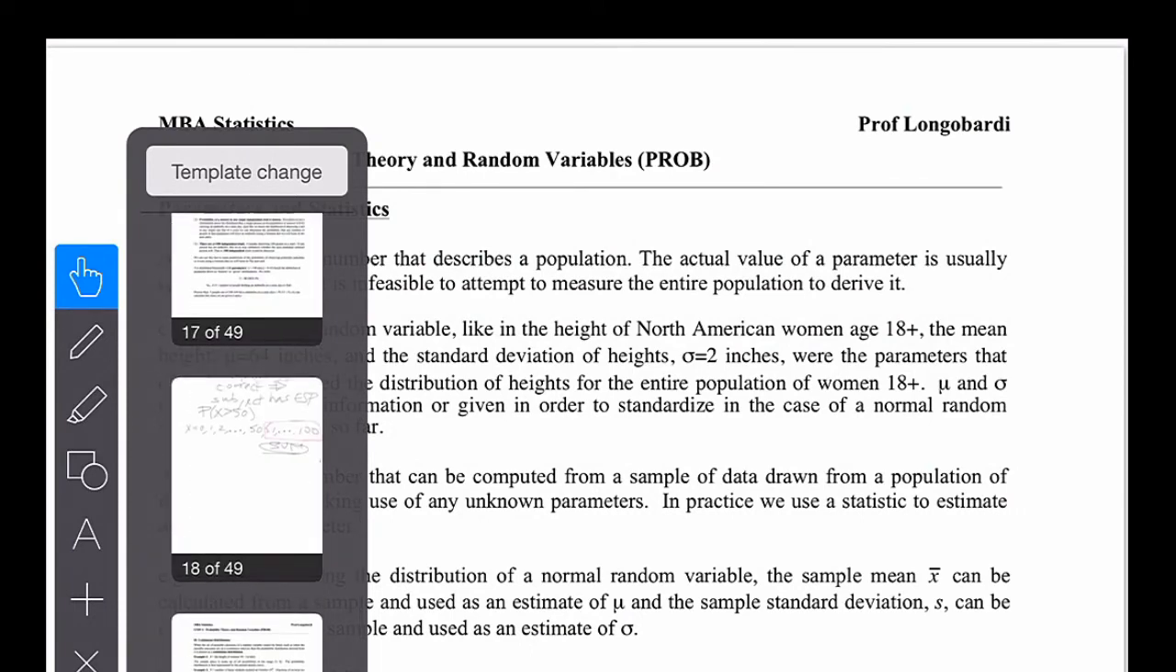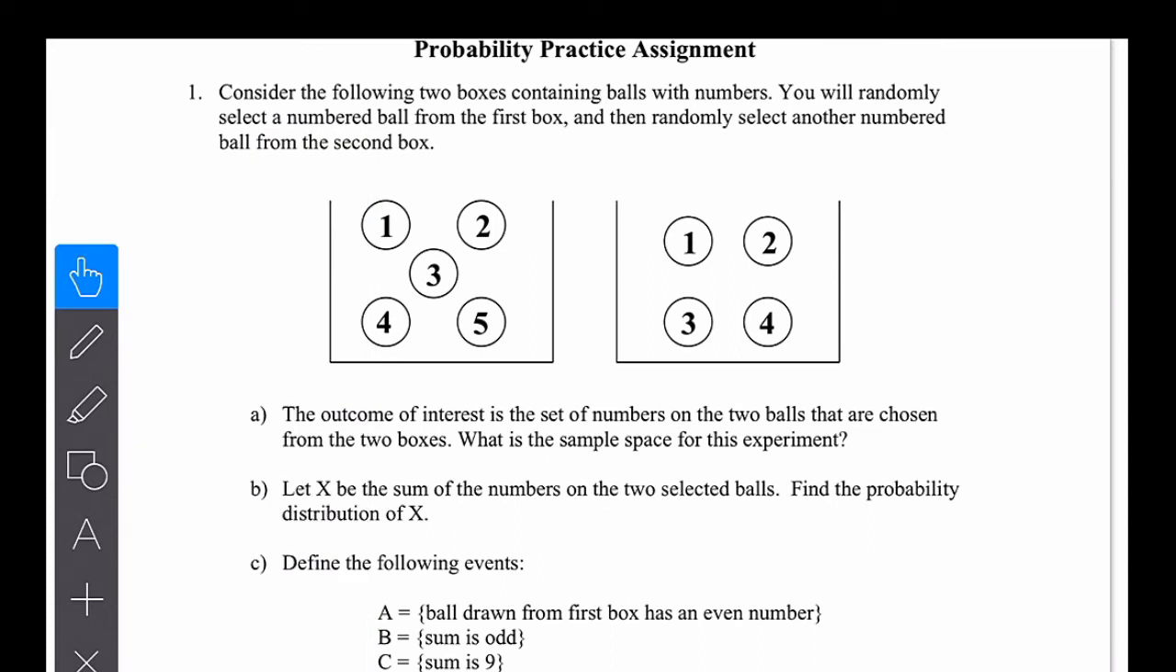Let's go back to the problem. Okay, so what did we do so far? The outcome of interest is the set of numbers on the two balls that are chosen from the two boxes. What is the sample space? We did that. It's done. We showed the possible outcomes. That was the sample space, the outcomes, and their probability, 1 out of 20 each.